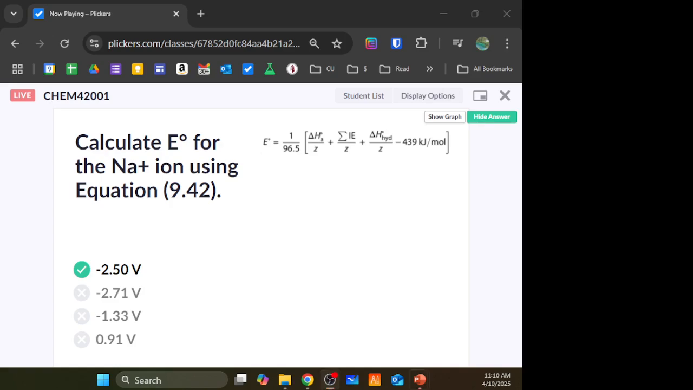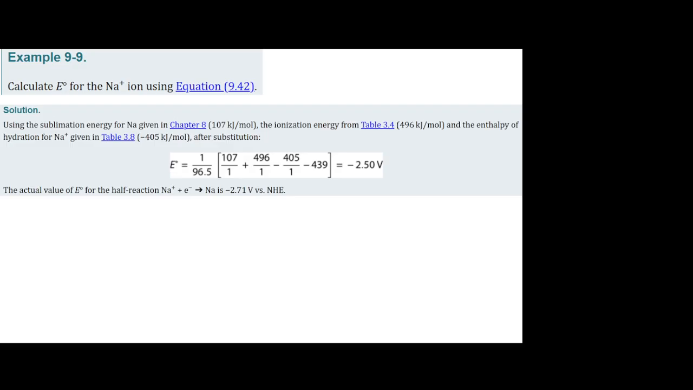Ahead and go to my in deal here. Chapter 8, or wait, no, sublimation. So this is actually the problem right here. Oh, wait, no, yeah, we'd use the sublimation energy, that's chapter 8, 107 kilojoules per mole. That was part of it. And then ionization energy, which is 3.4, and that's the 496. And then hydration, 3.8. And then we'd substitute those in.